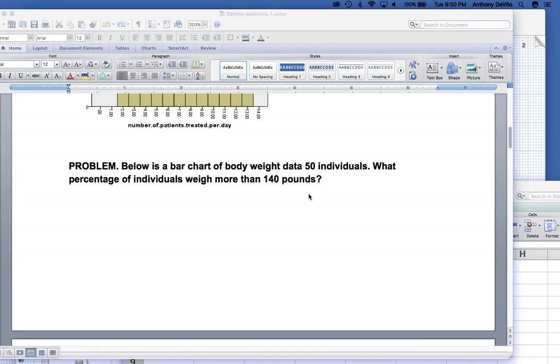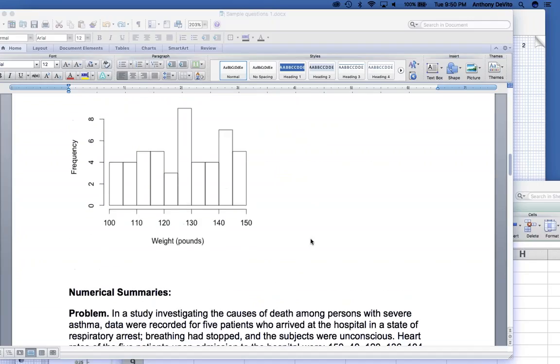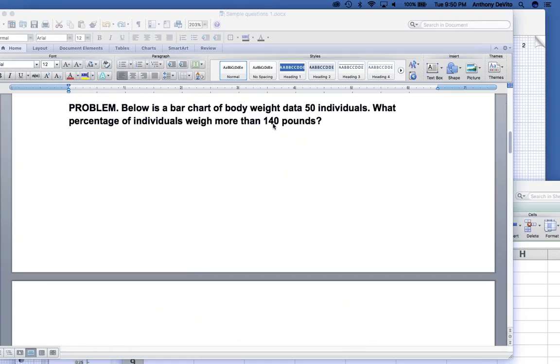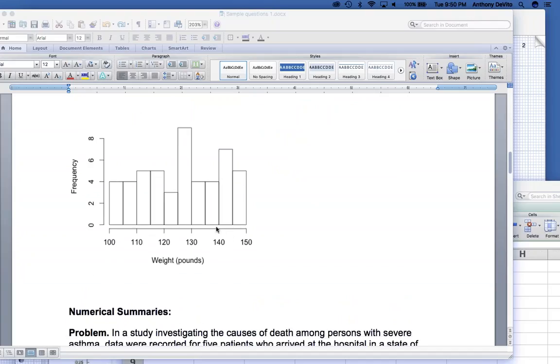Body weight of 50 individuals. You could actually count these to see if there's really 50 there. I'm going to take it at its word. Okay, so what percentage of individuals weigh more than 140 pounds? Well, here's 140 pounds. This is not a very good chart, is it? The people who weigh more than 140 pounds are the people in these two histogram bars. That would be 7 people, and it looks like 5 people.